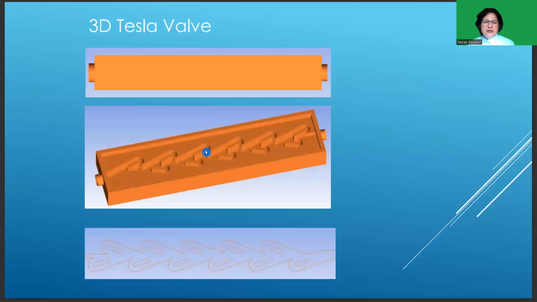So these are screenshots available on the internet. This is a kind of box. There are some patterns inside. This is a 3D shape. This is a 2D shape. It's a little bit different than the original Tesla valve, but it is going to work.